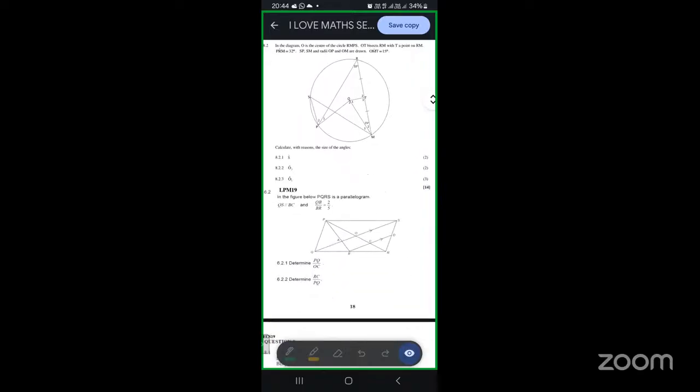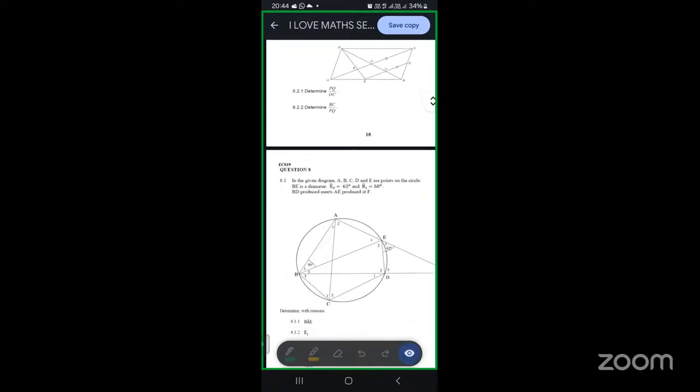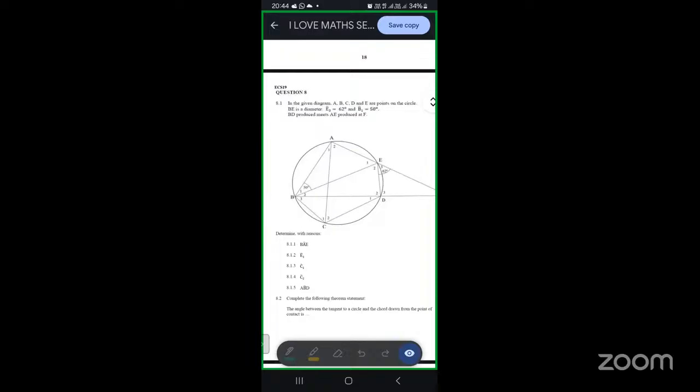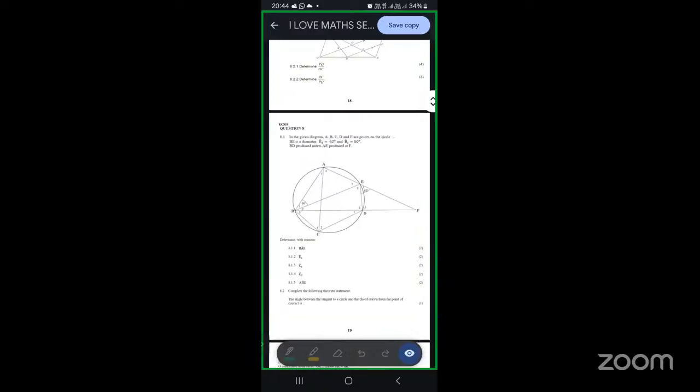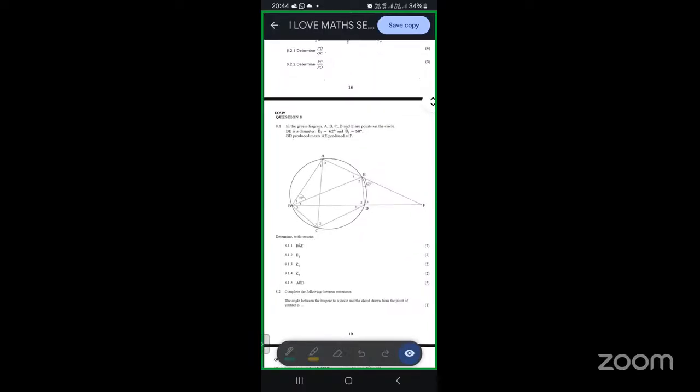Then let's go to the last part that I would love us to go through. This one is not bad as well. Eastern Cape 1 2019, question 8. Let me zoom.